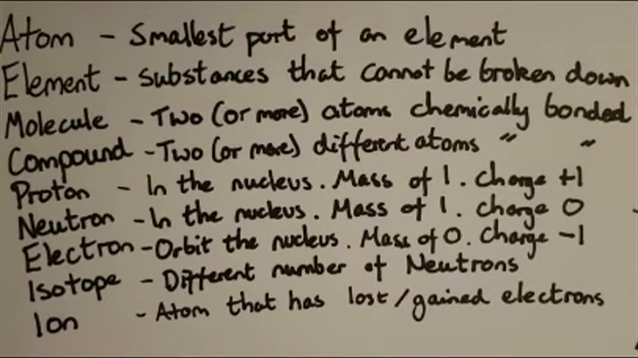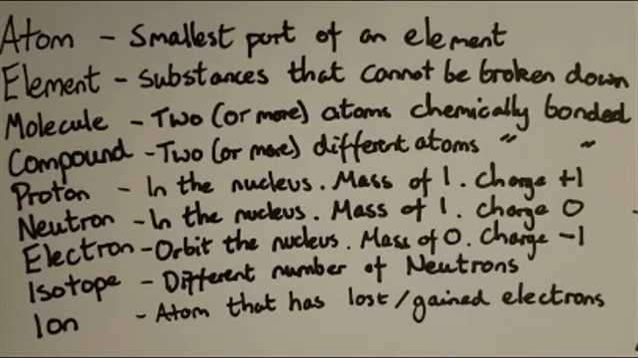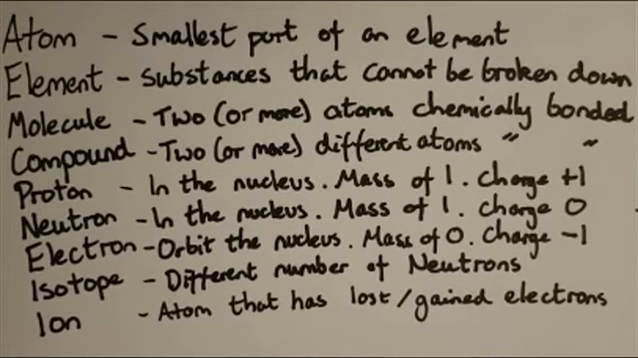We're going to start off having a look at our key words for this unit. So an atom, which is the smallest part of an element itself, is a substance that cannot be broken down into anything smaller. It can only be broken down into atoms of the same type. We can join atoms together, and if we get two or more atoms joined together by a chemical bond, that forms a molecule. Now, if we have two or more different atoms joined together, that makes a compound.